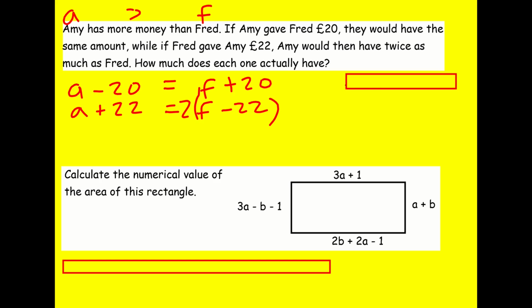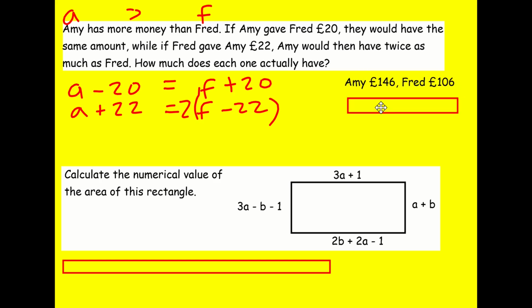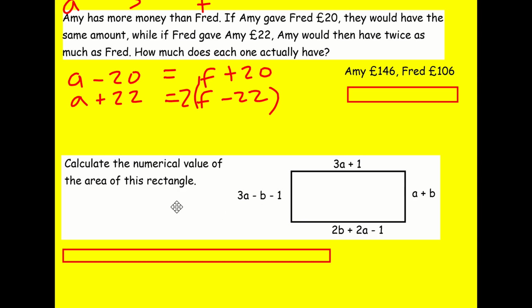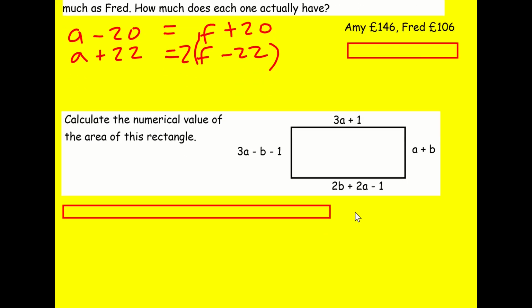I'll go through it in a bit. But the answer is that Amy has £146, Fred has £106. Last one. Calculate the numerical value of the area of this triangle.